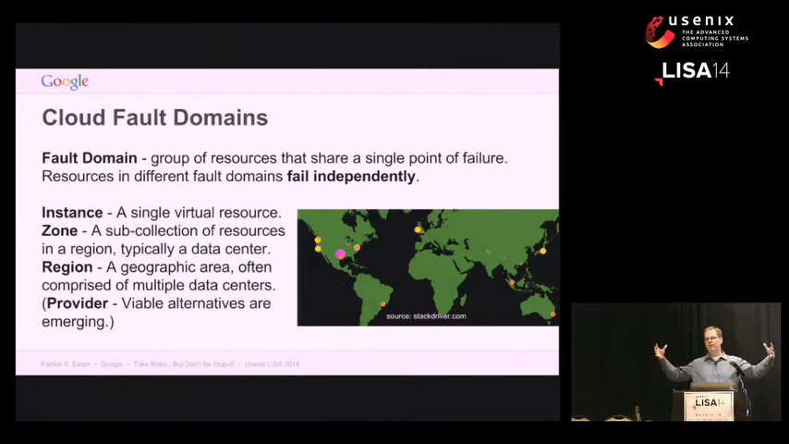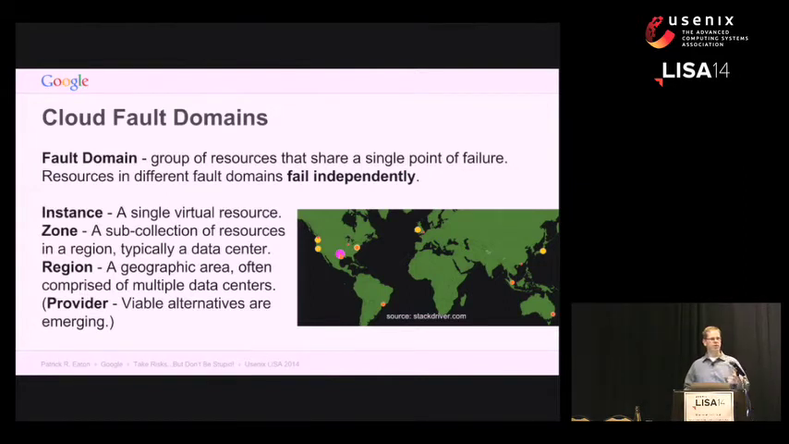At the biggest scale, there's regions. A region is a geographical area which often has multiple data centers in it. And the reason that's a fault domain is because there can be a large-scale power outage, there can be a hurricane, or there can be an earthquake that can take out that entire region. And then in between those two fault domains, there's a zone. A zone is a subset of resources in a region, and typically it corresponds to a data center.